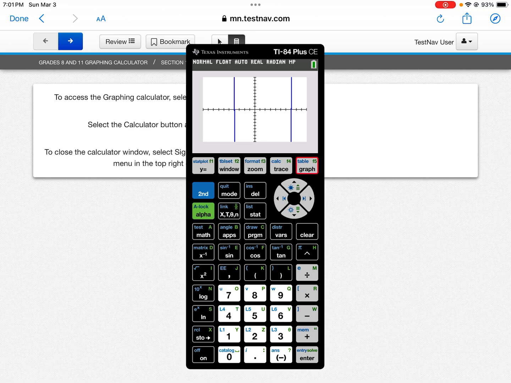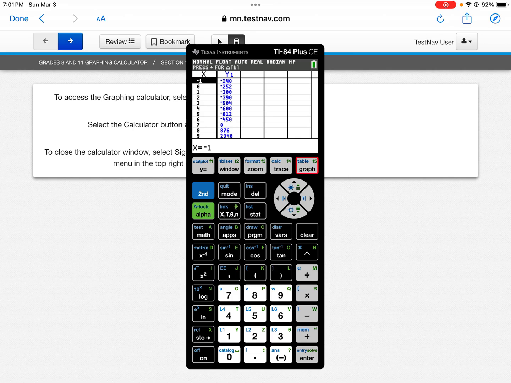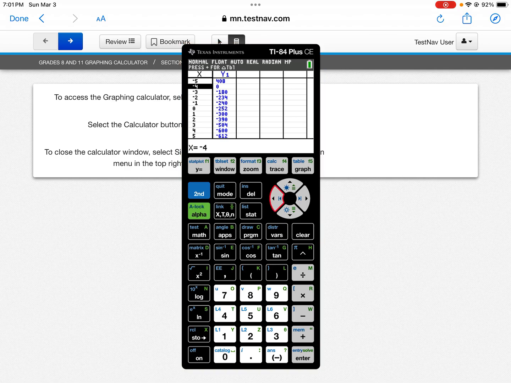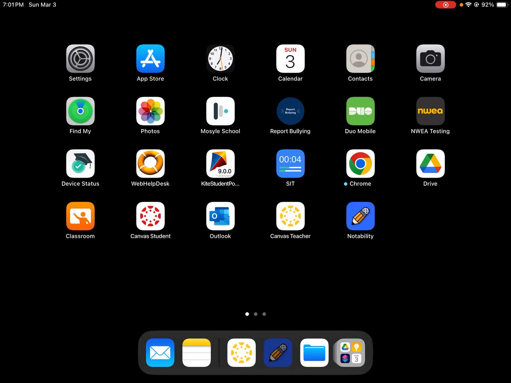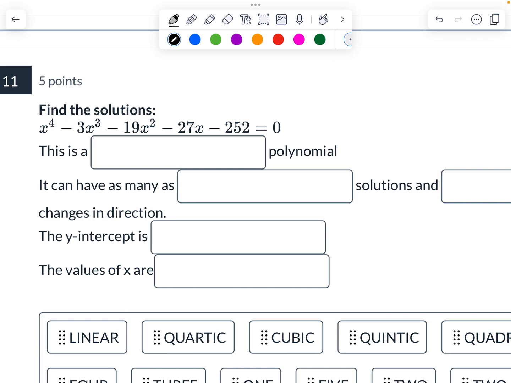1, 2, 3, negative 4 and 7. Negative 4 and 7 look like it. And right here we notice at 7 we have a 0, so for sure 7. And if we go up to negative 4, for sure also. So we know those two answers: negative 4 and 7. Let's answer the rest of our things before we get going. I'm sorry, I got out in front of my skis.